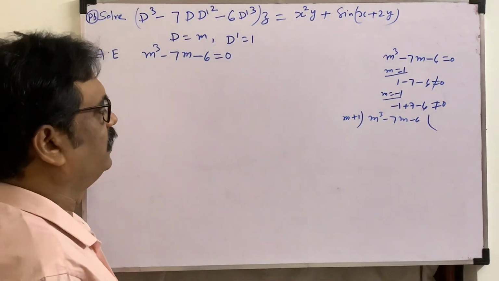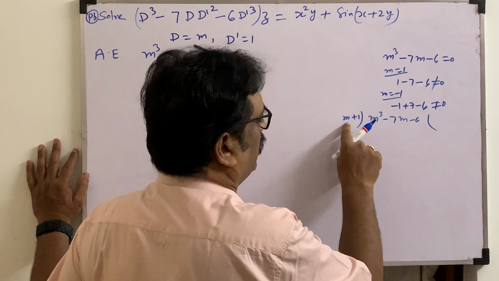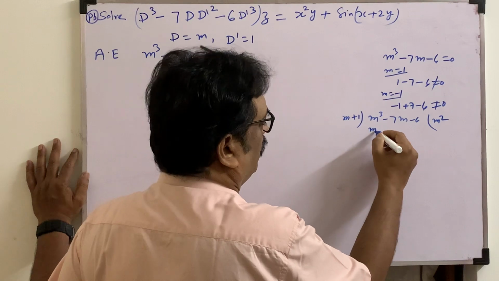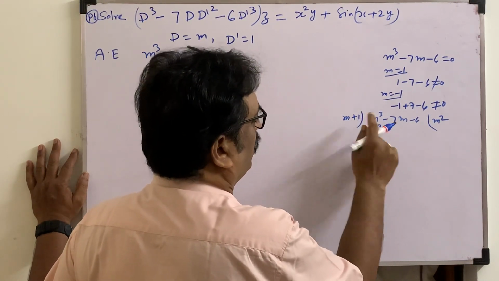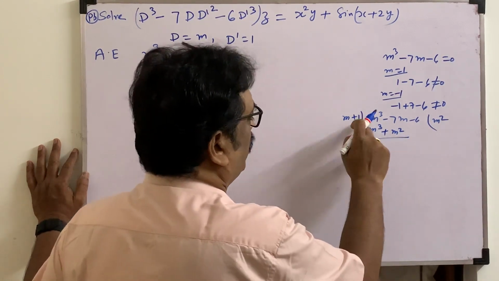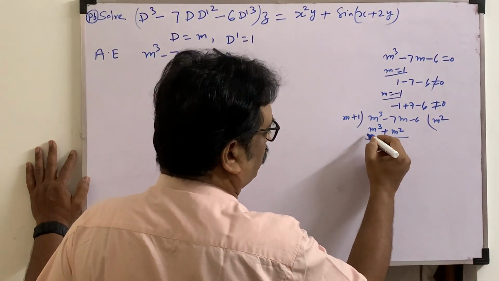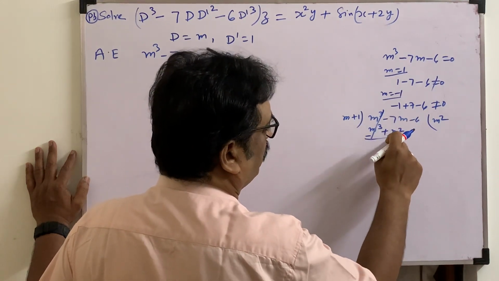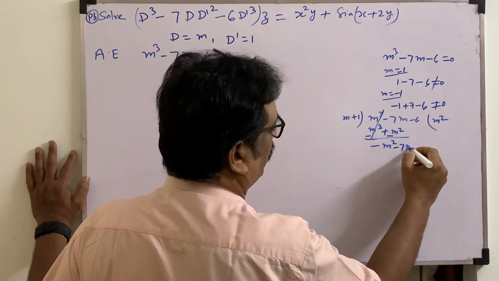So what is the rule for the division? Here m cube is there. Make this term m cube, so multiply by m square. If we multiply m square by m plus 1, it comes m cube plus m square. Now the bottom part, plus and minus get cancelled. So we get minus m square minus 7m.